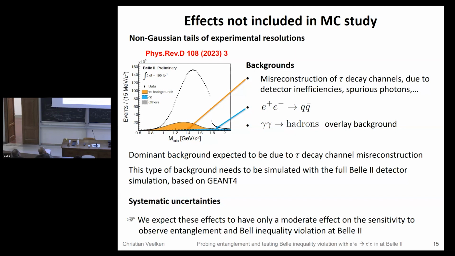This is the orange histogram here. Tau background means it's real tau pairs, but you get the decay channel wrong for one of the taus. What we call background at the LHC would be this tiny blue wedge, which is background from QQ-bar production.